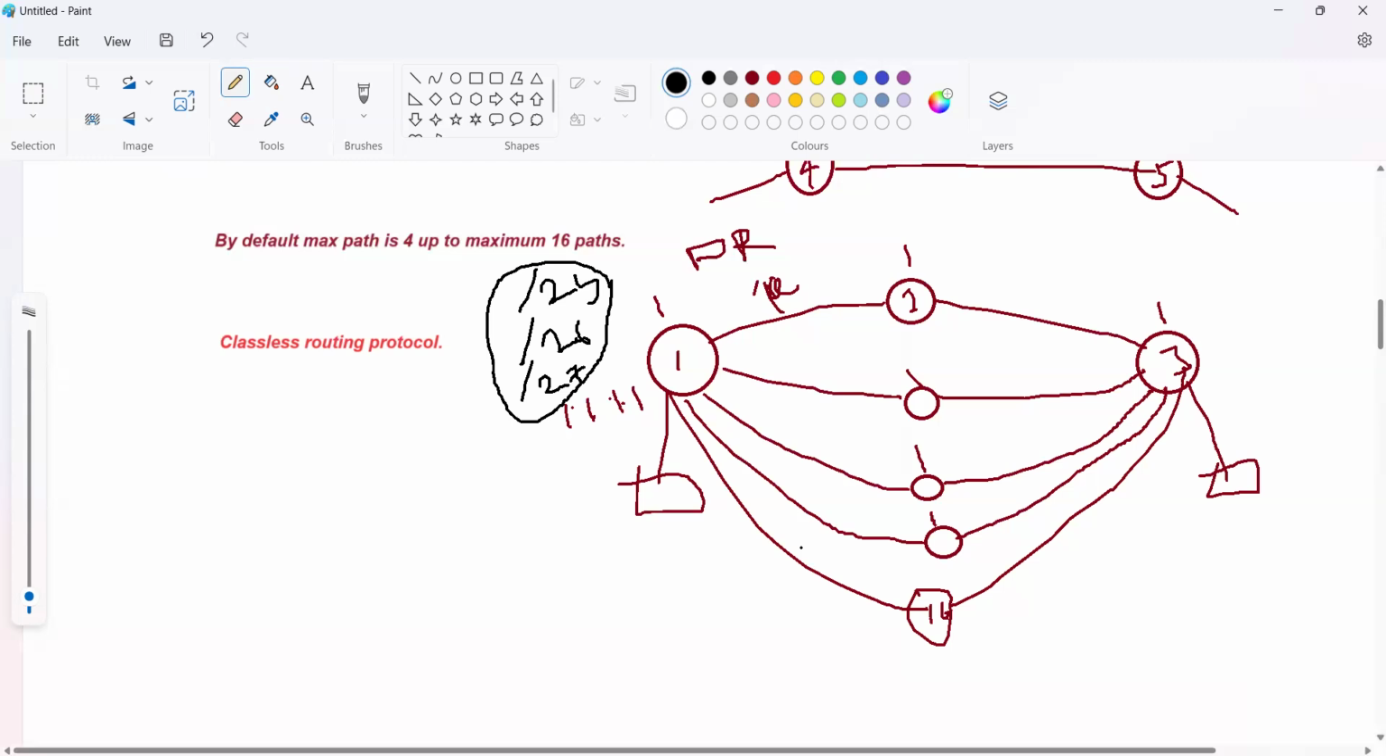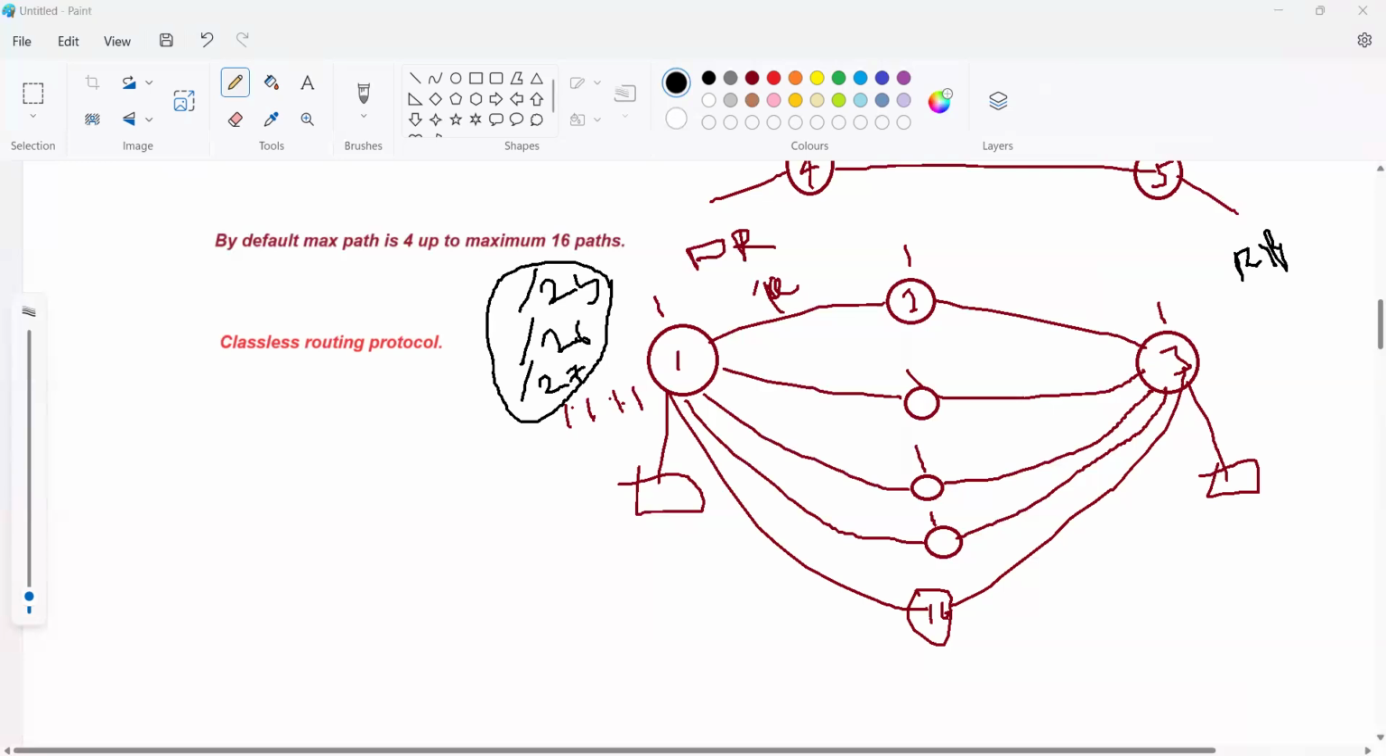What does it mean? By default, auto summary is disabled. See, in EIGRP and RIP, whenever you are advertising the prefixes, auto summarization will happen. But in OSPF, by default, auto summary is disabled.